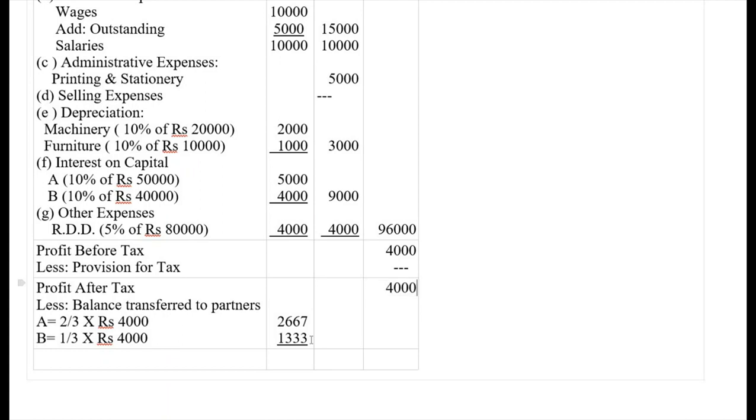So the sum of this will be 4,000. So the balance will be nil here. Suppose if there is any balance remaining here, in such a case it should be transferred to general reserve.